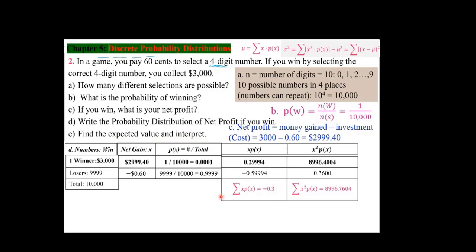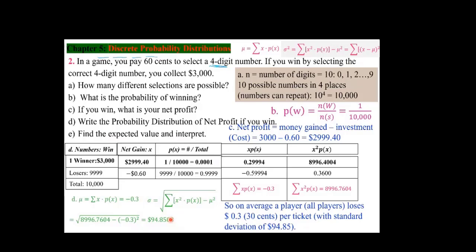Everyone who plays on the average gains this much. How much? Negative 0.3. That means everybody loses 30 cents on the average. So mu is negative 0.3. Sigma is this formula. Look at this formula, put it under the radical. You have this one minus mu squared. You calculate that. And they didn't ask for this one.